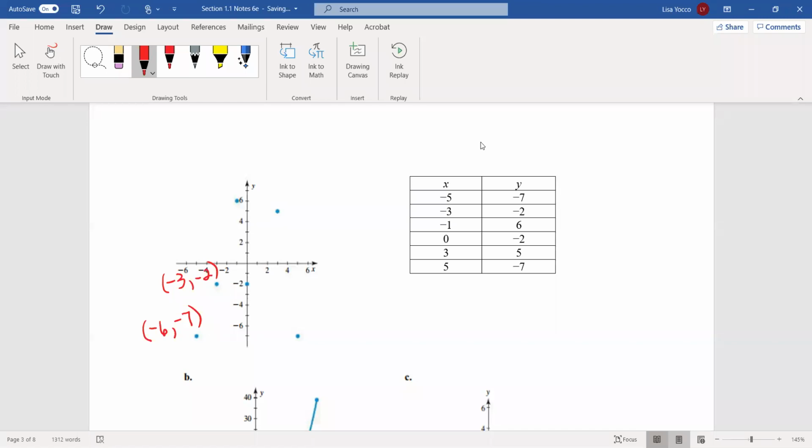Way up here at the top, starting at the origin, I go -1 on the x and 6 up. So that's -1, 6. This point is actually on the y-axis. That's the point 0, -2. Now 3 along the x, 5 along the y, so 3, 5.